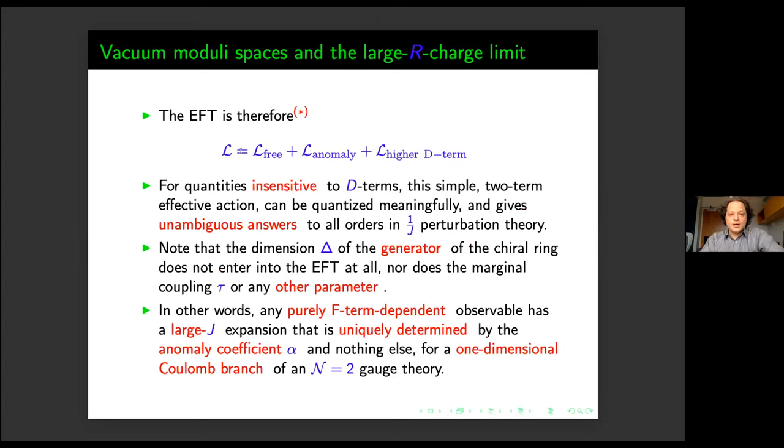So the EFT is therefore of the form free term, anomaly term, and then higher D terms. And if we're computing F term protected quantities, the higher D terms don't matter, you can ignore them. And by the way, note that the dimension of the generator of the chiral ring doesn't enter into the EFT at all. That's really microscopic information. And then the marginal coupling tau also does not enter. So in other words, any purely F-term dependent observable has a large J expansion that is uniquely determined by the anomaly coefficient alpha and nothing else. You can just quantize this two-term EFT as an effective theory, and you get automatically unique answers to all orders in 1 over J for F-term protected quantities for a one-dimensional Coulomb branch of an N equals 2 gauge theory.